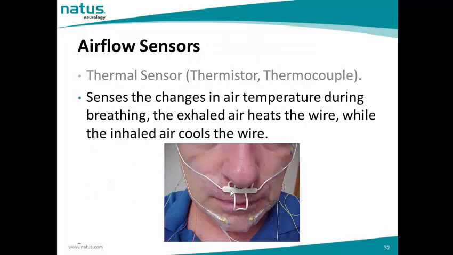Thermistor and thermocouples sense the changes in air temperature during breathing. This sensor is a metal. The exhaled air would heat the wire, while the inhaled air would cool the wire. Considering the fact that cooling down a metal or warming up a metal would take time, that in turn would make that sensor less sensitive to partial obstructions and narrowing of the upper airways.